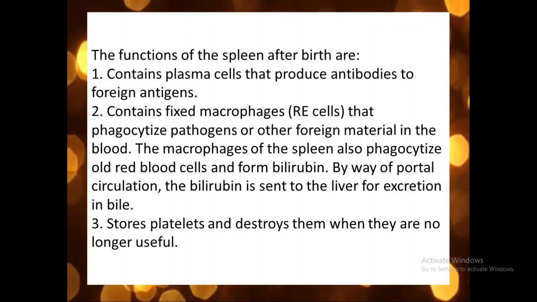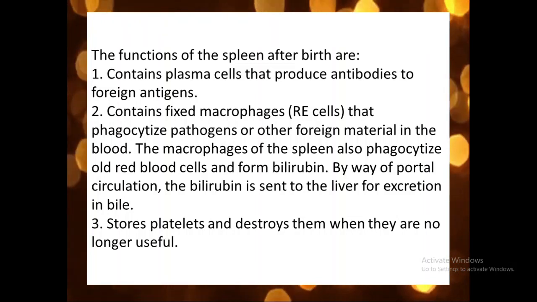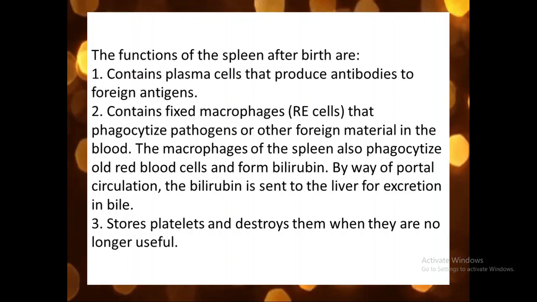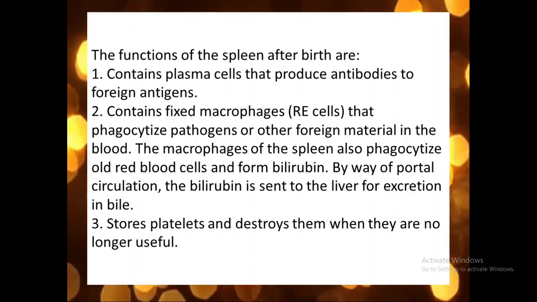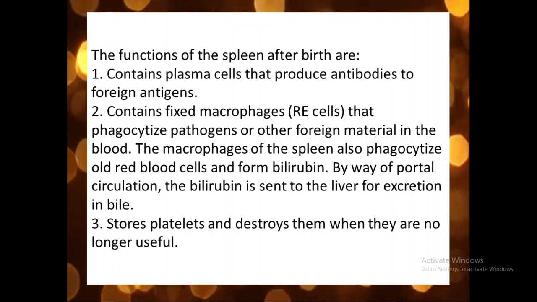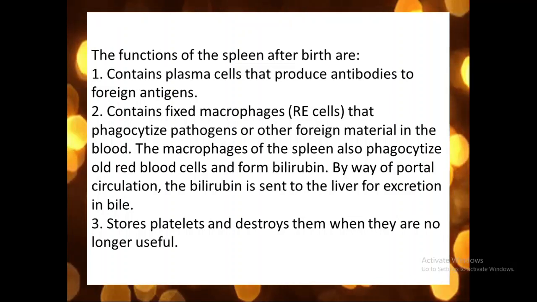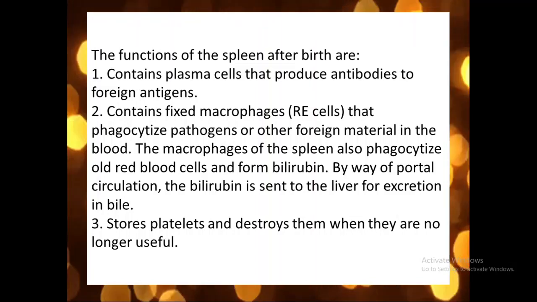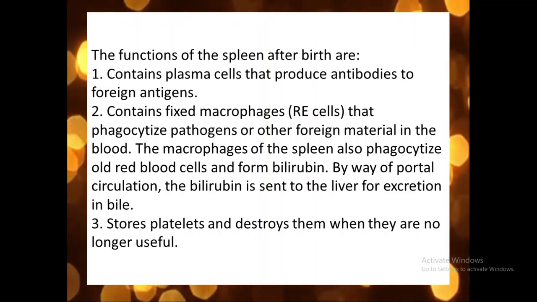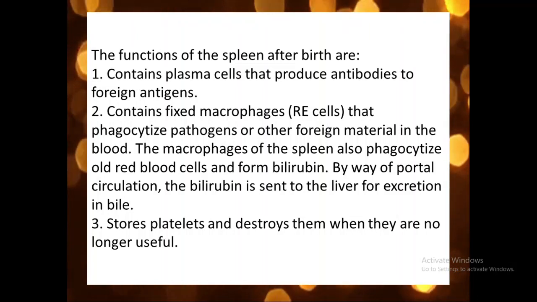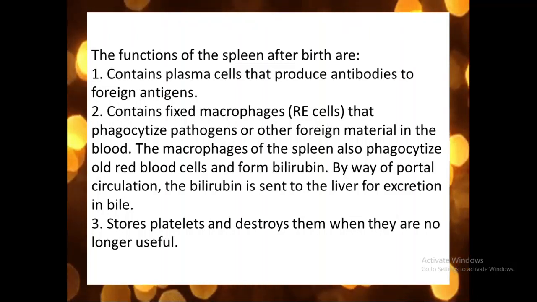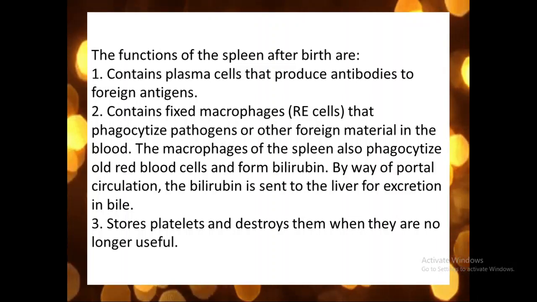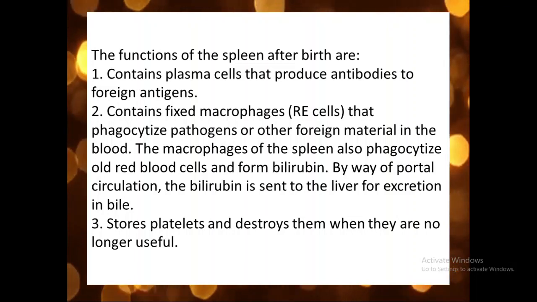And these are the functions of the spleen after birth. The white pulp contains plasma cells that produce antibodies to foreign antigens. The red pulp contains fixed macrophages, the RE cells, that phagocytize pathogens or other foreign material in the blood. The macrophages of the spleen also phagocytize old red blood cells and form bilirubin by way of portal circulation. The bilirubin is sent to the liver for excretion in bile.